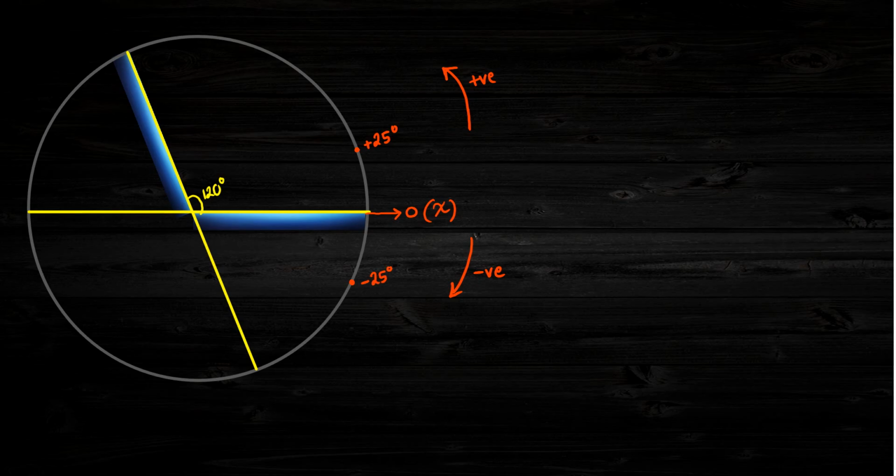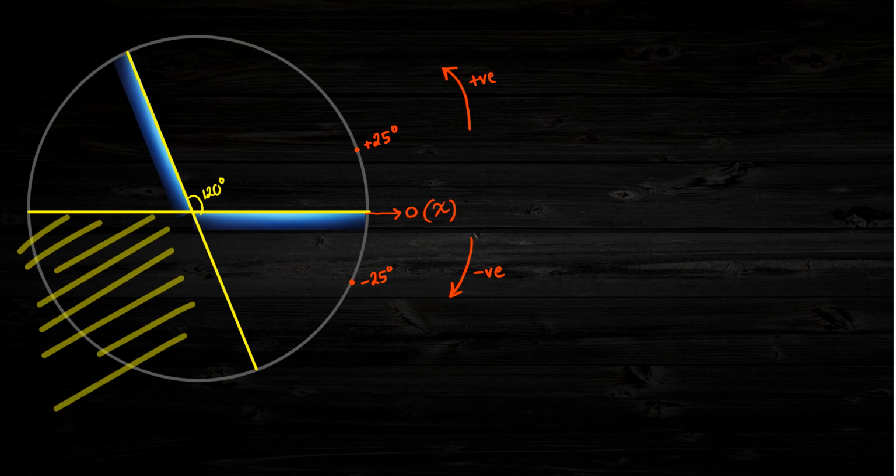Alright, let me draw the region that represents the region behind both the mirrors. So this particular region right over here represents the region that lies behind both the mirrors. Once the object gets reflected and comes into this particular region, then there will be no further reflection.